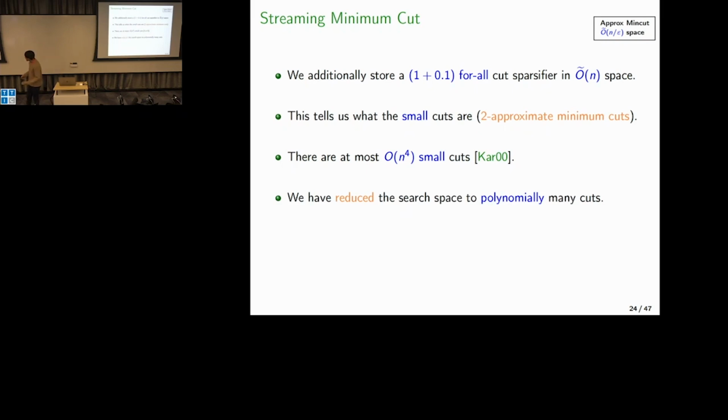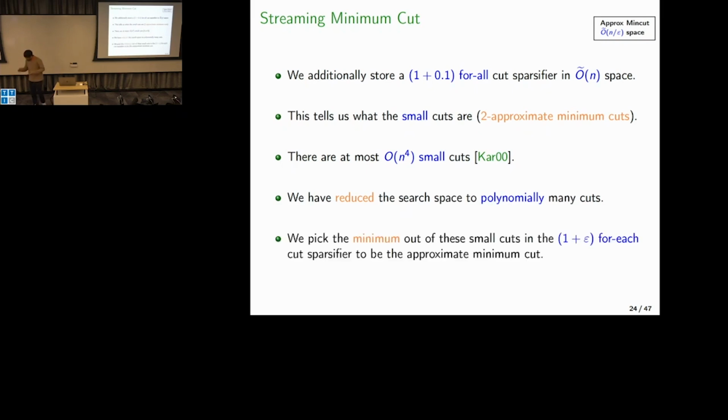So what is the algorithm? Let me give you a bad, exponential time algorithm. You go over all cuts one by one in this for-all sparsifier. You only mark the small cuts. And now for the small cuts, you go and look at their value in the 1 plus epsilon for-each sparsifier. And with the union bound argument, I can say that all of them will be preserved. And so I can pick the minimum out of those, and so I get the minimum. Does this make sense?